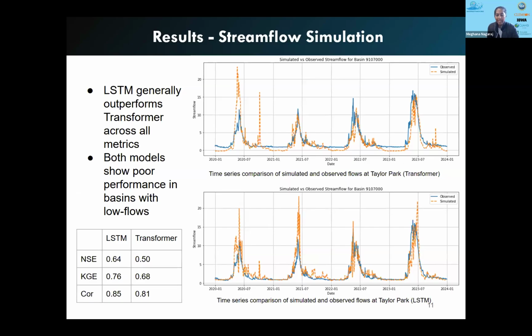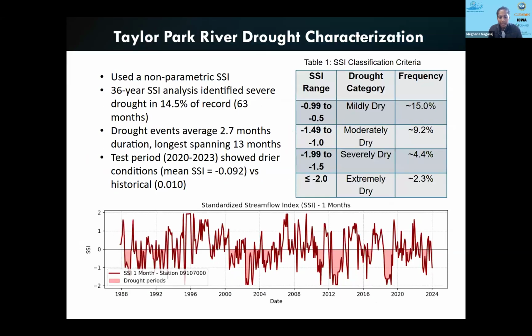So this is the time series comparison of the simulated and observed flows at Taylor Park. We have both LSTM and transformer. As you can see, the correlation was 85% for LSTM and 81% for the transformer. We are interested in NSE and KGE, which were 0.64 for LSTM and 0.50 for the transformer. Among all the 24 catchments, the LSTM generally outperforms the transformer across all metrics. Both models also showed poor performance in basins with low flows. Next slide, please.